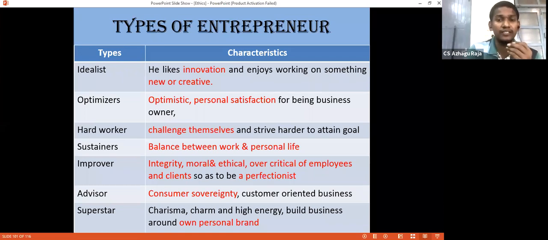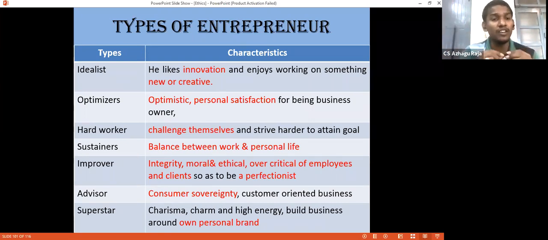Idealist entrepreneurs are basically creative entrepreneurs, concentrated more on innovation. He likes innovations and enjoys working on something new or creative, so they are called idealist. Idealist means what? They are ideal, they always think about new things, they always think about bringing something new.